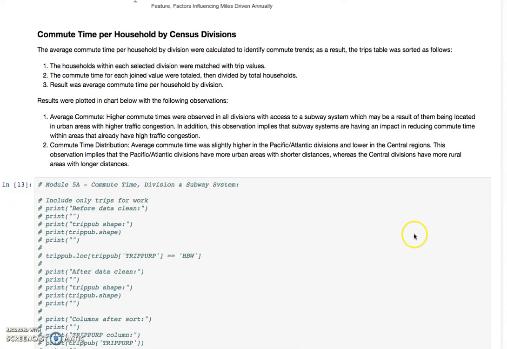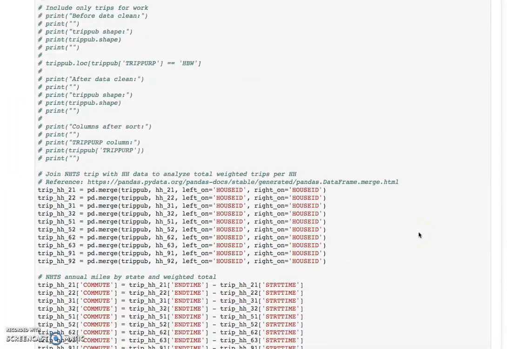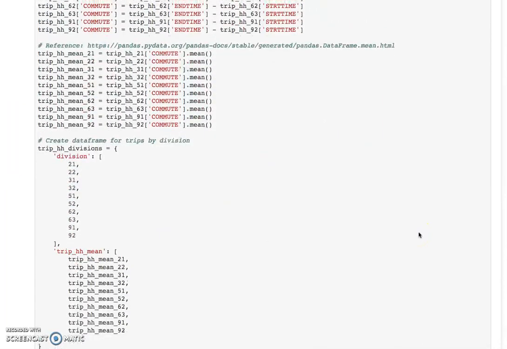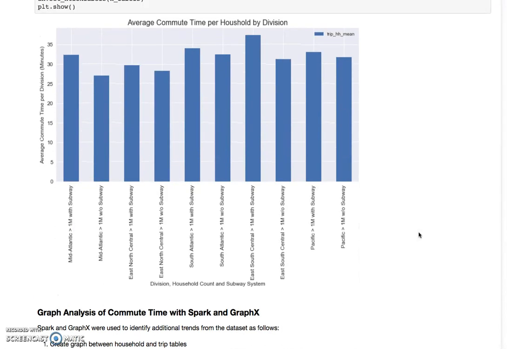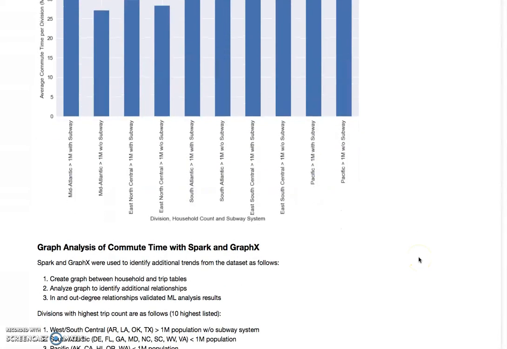So this was only done with data analysis, no machine learning here, but very quickly we're going to basically organize the data by census division. And just to round things out, we're going to look at the commute time. And so again, we compare it with the subway, and we see that the commute time is a little bit higher with access to a subway. And again, this seems to indicate more urban areas, more congestion, and therefore longer commute times. So not completely indicative that it's encouraging more driving, just that there's more people.